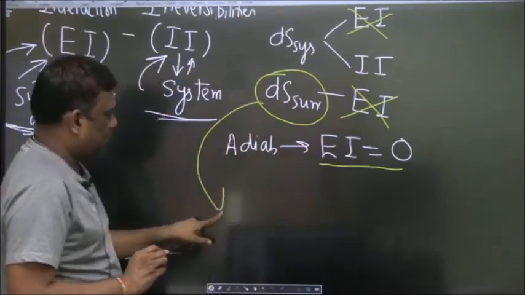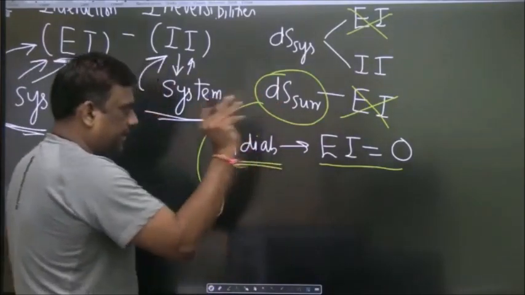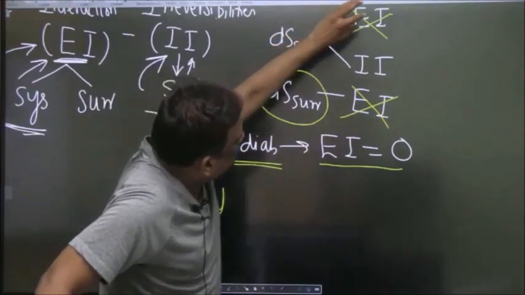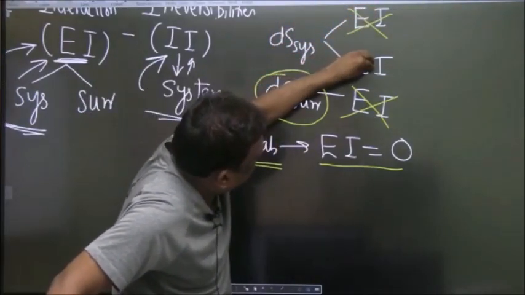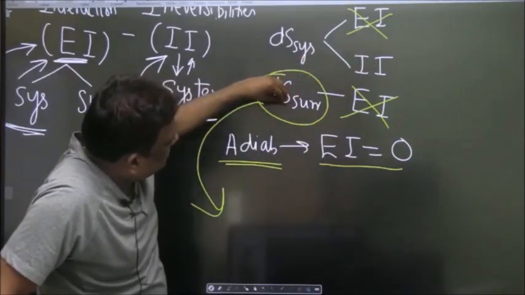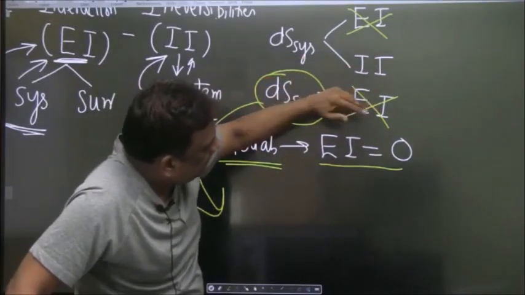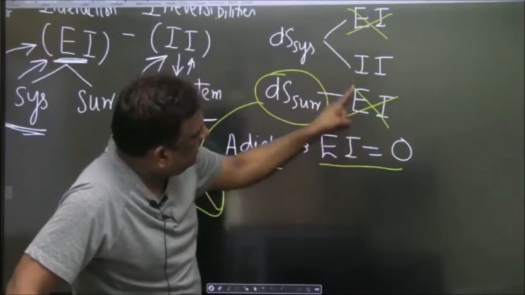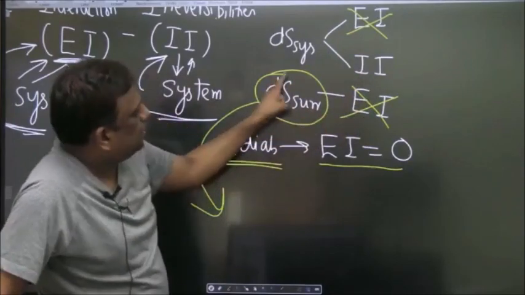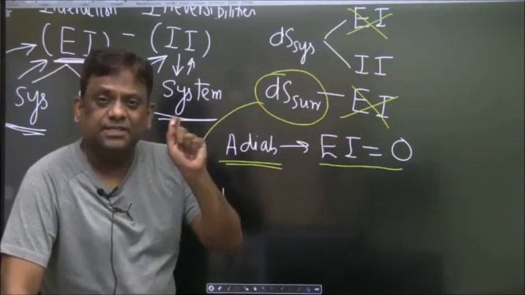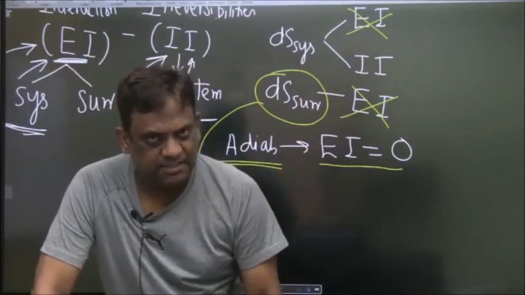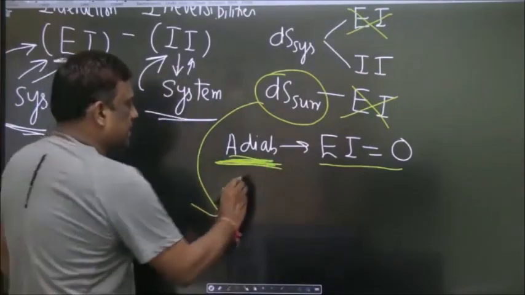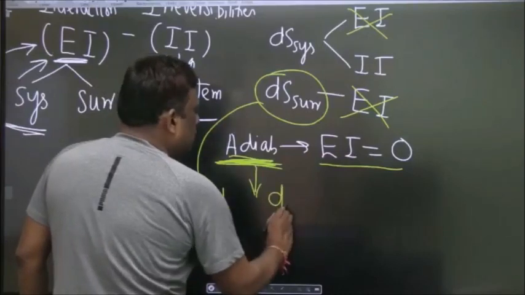In which process is the surrounding entropy change zero? I repeat, my dear students. System entropy is changing due to external interaction and internal irreversibilities. Surrounding entropy change is taking place due to external interactions. But in an adiabatic process, there is no heat transfer. External interaction is zero. When external interaction is zero, surrounding entropy change is zero. This is the beautiful sentence, my dear students. In an adiabatic process, the surrounding entropy change is always zero.